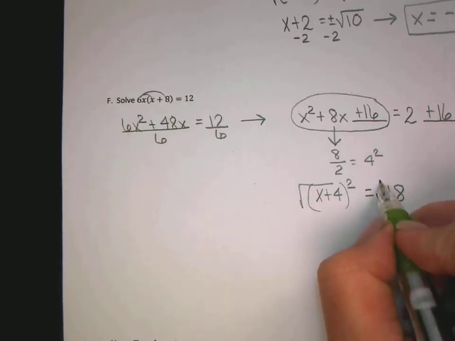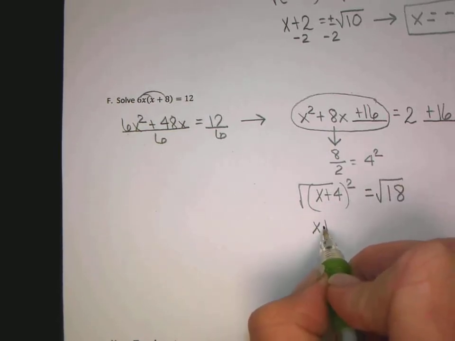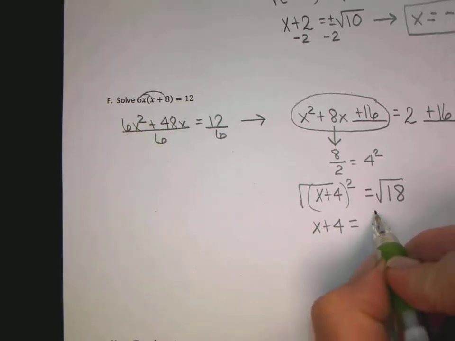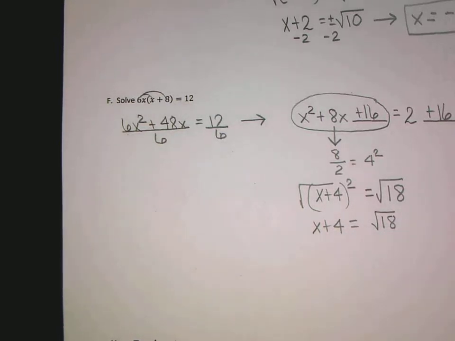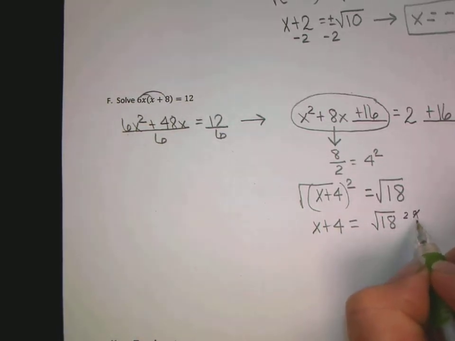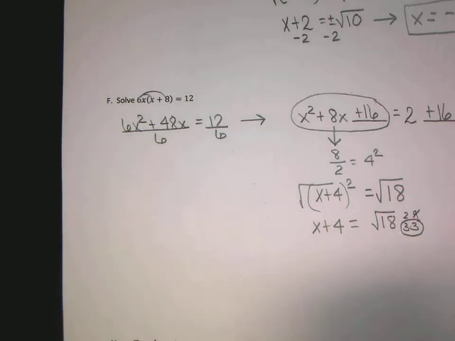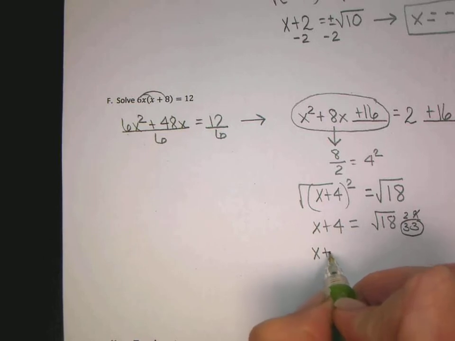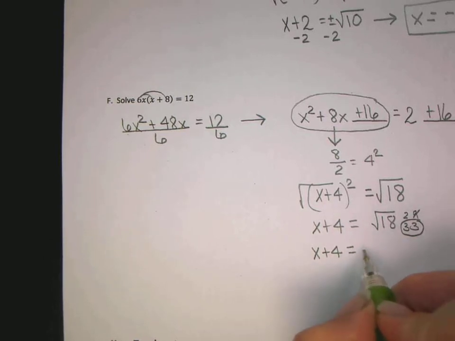Square root both sides. You now have x plus 4 equals the square root of 18. Now you have to decide what 18 breaks down to. Well, 18 breaks down to 2 and 9, 3 and 3. So you have a pair of 3's when it comes out of the radical. It only counts as 1, so x plus 4 equals 3 times the square root of 2.